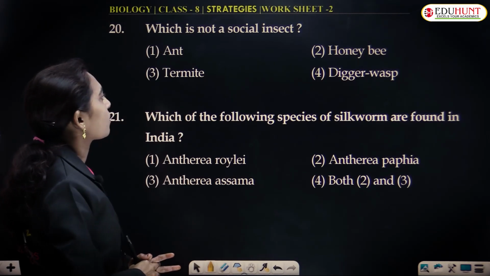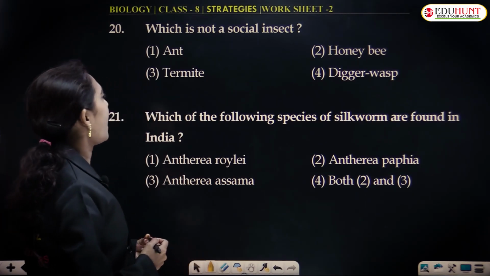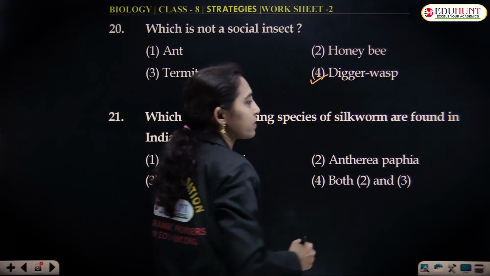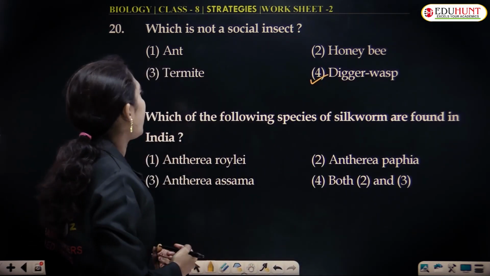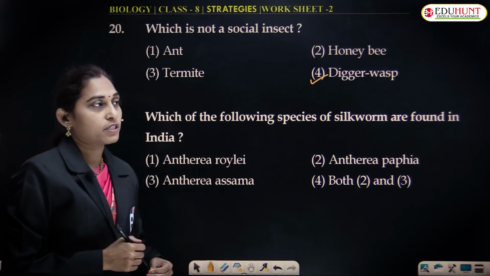Which is not a social insect? Ant, termite, honeybee, digger wasp. Digger wasp is not a social insect. Ant and honeybee and termite are the social insects.